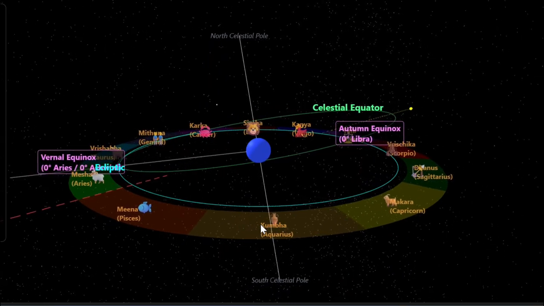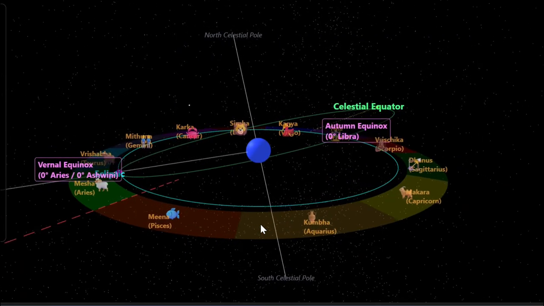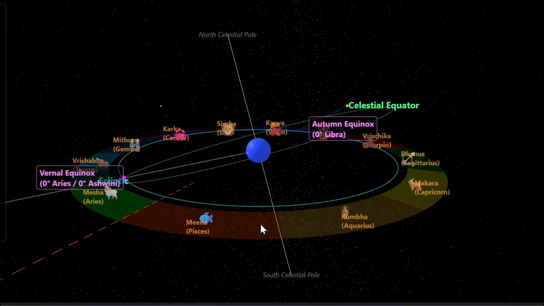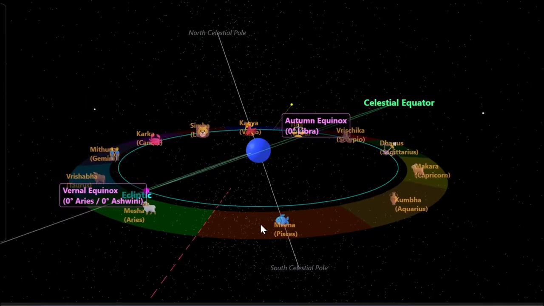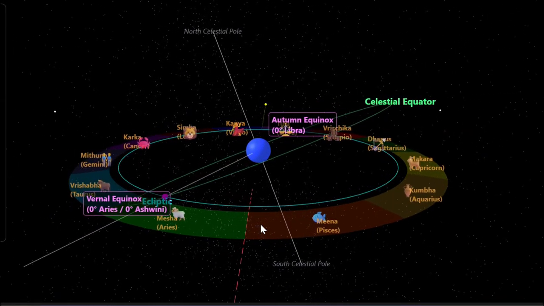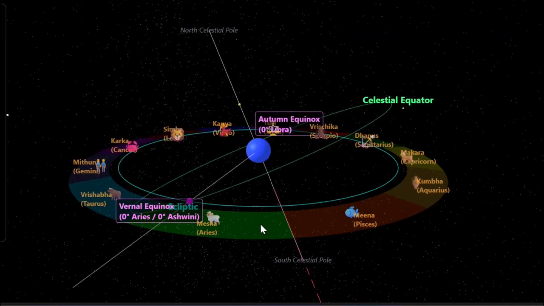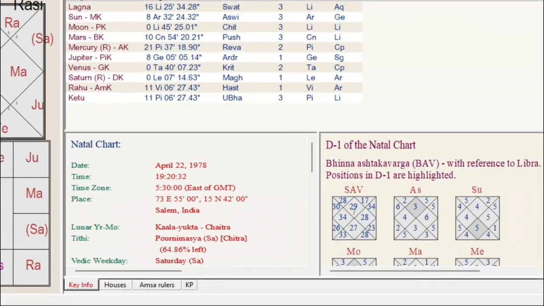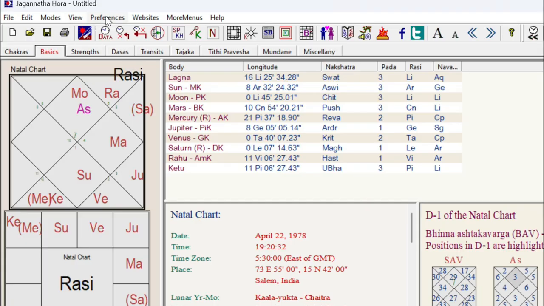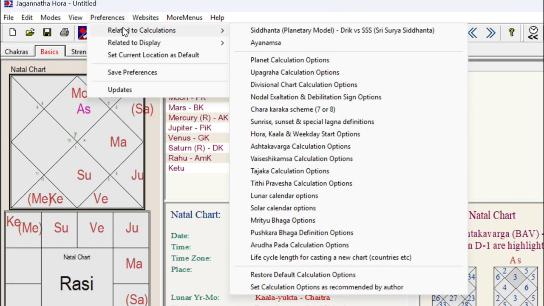Okay, so this Ayanansha is very important, and there are different calculations of Ayanansha. The most popular and most standard one is Lahiri Ayanansha. Lahiri Ayanansha is the most important one, and we always take Lahiri Ayanansha in our calculations. I'll show you this also. See, related to calculation, you can see the software preference related to calculation. You can see Ayanansha is written here, right? This is the Ayanansha which we are talking about.